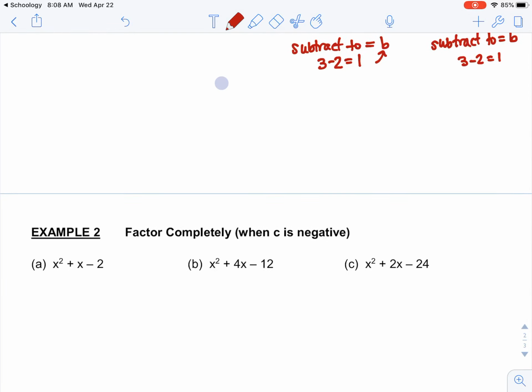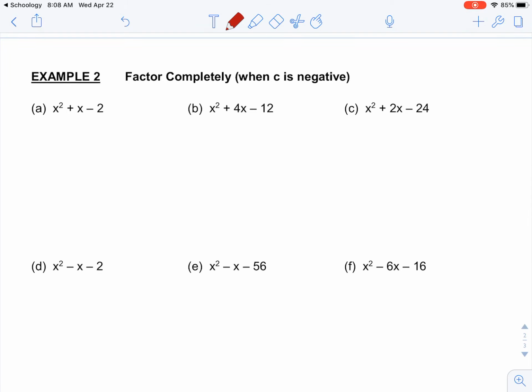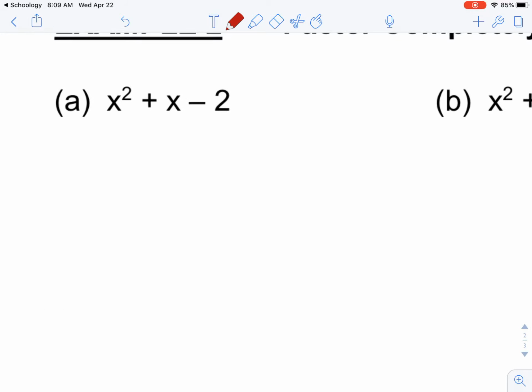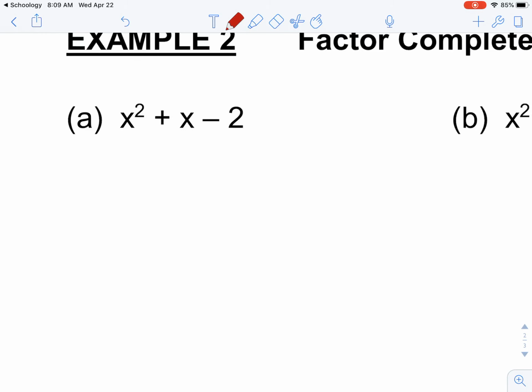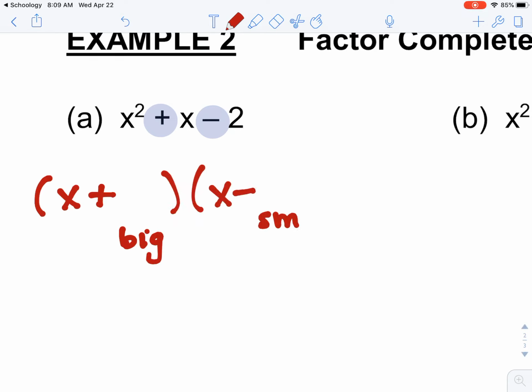All right, I'm going to continue going through these next examples. And always feel free to pause and take a look at the work again, just to let it sink in as I go through these examples. All right, so the first thing I do is I look at the signs and I have a minus 2. So a negative C. So that means I'm going to have x plus the big number times x minus the small.